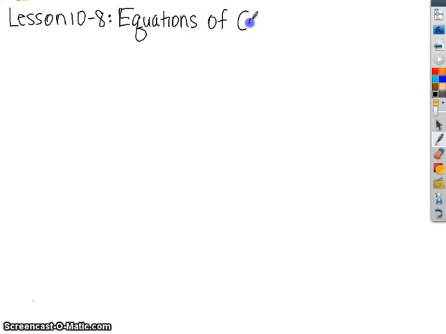And today we're going to go over lesson 10-8. It's actually the last lesson in the chapter, and it kind of brings our circle chapter to a close with equations of circles. All right, so I'm just going to dive right in.